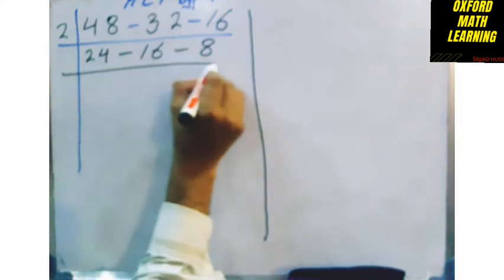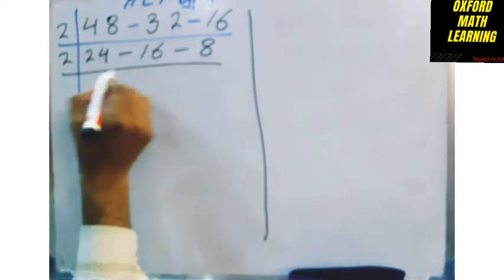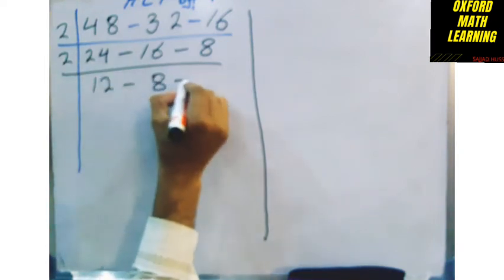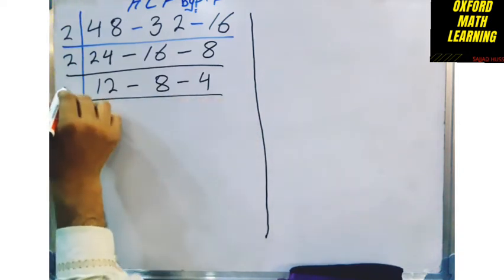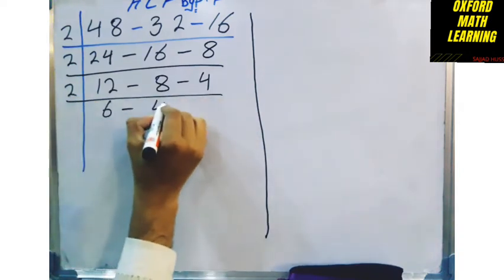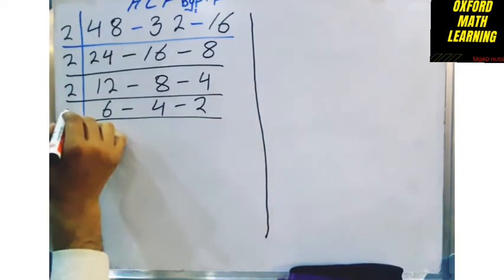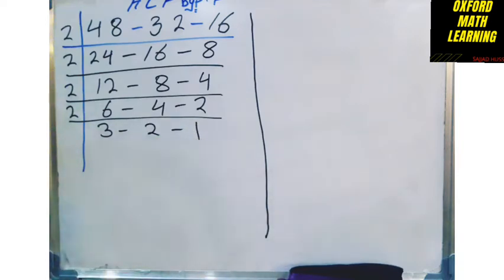Then we will again divide them because all numbers are divisible by 2. 2 12s are 24, 2 8s are 16 and 2 4s are 8. Then they are also divisible. 2 6s are 12, 2 4s are 8, 2 2s are 4. Then they are also divisible by 2. 2 3s are 6, 2 2s are 4 and 2 1s are 2.